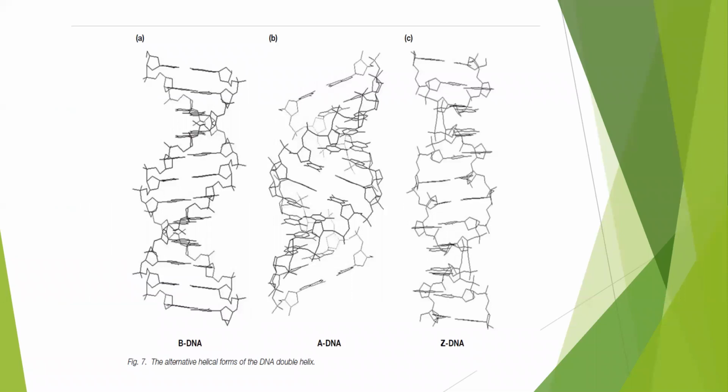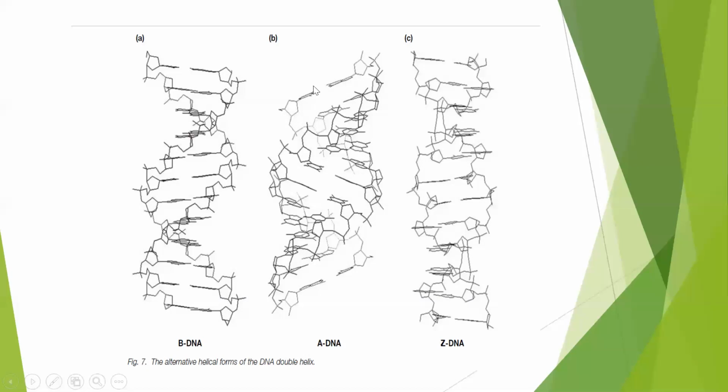So here, for comparison's sake, all three different forms of DNA double helix are shown. This is the bDNA, which we discuss in general. If you don't mention which form of DNA it is, it means that it is the bDNA, which is the most stable form. We know many details about this bDNA form of the DNA double helix.